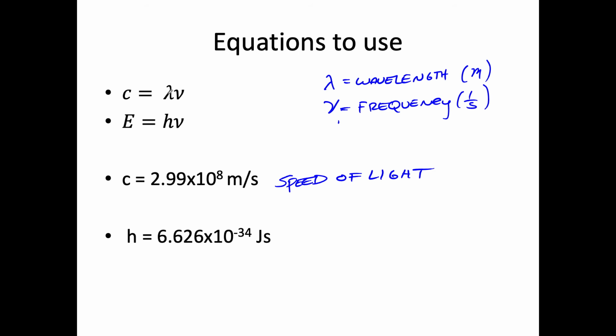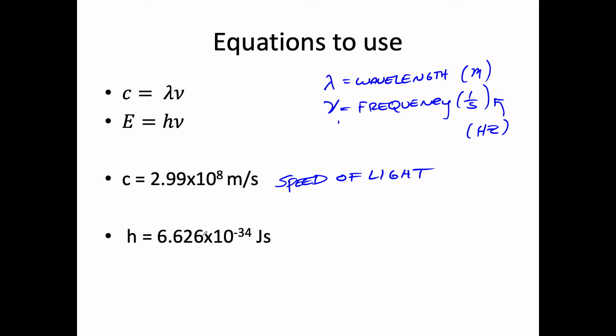So c, the speed of light, is equal to lambda, the wavelength, times the frequency. The wavelength must be in meters. Frequency must be in 1 over seconds or hertz. Both of those are the same thing. This is important. You've got to have the numbers in those units, or you're going to get the wrong answer.